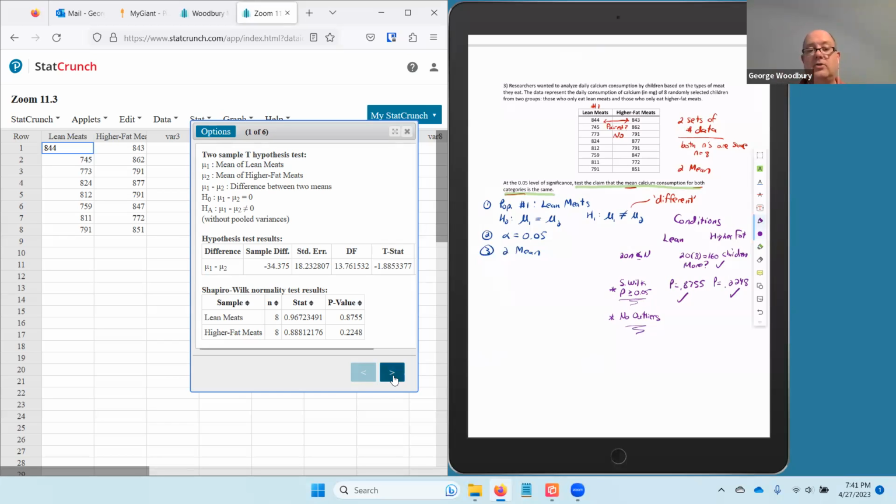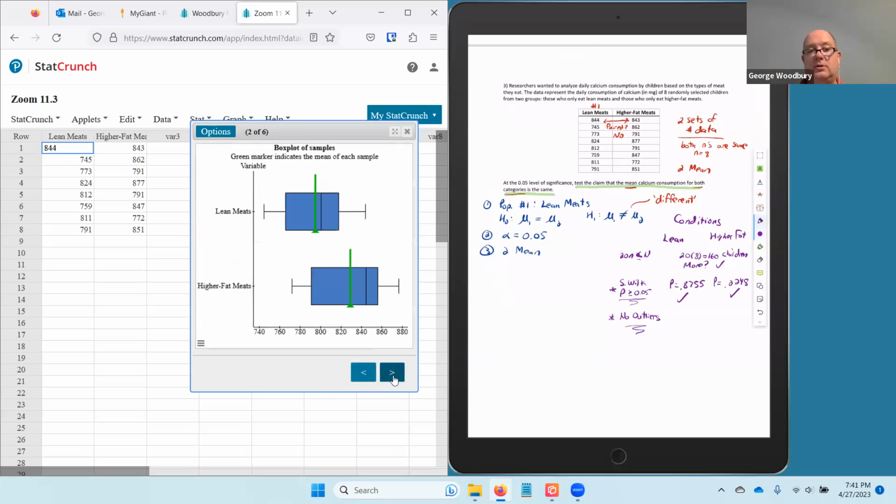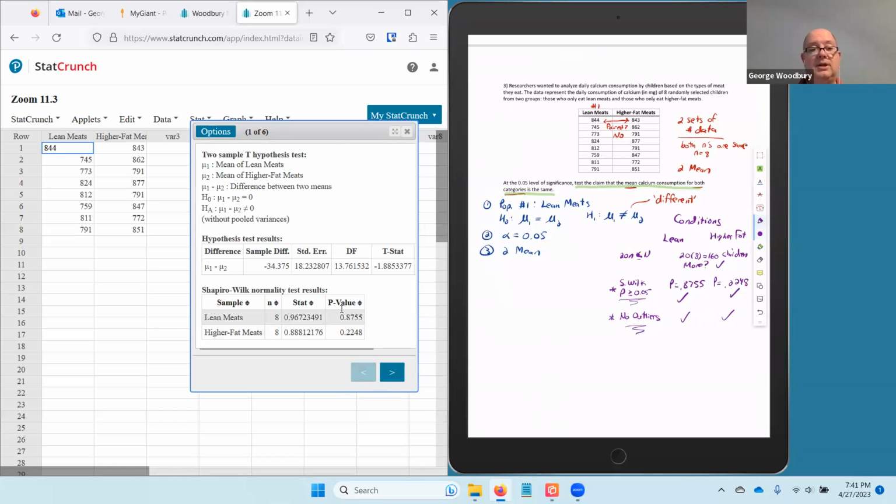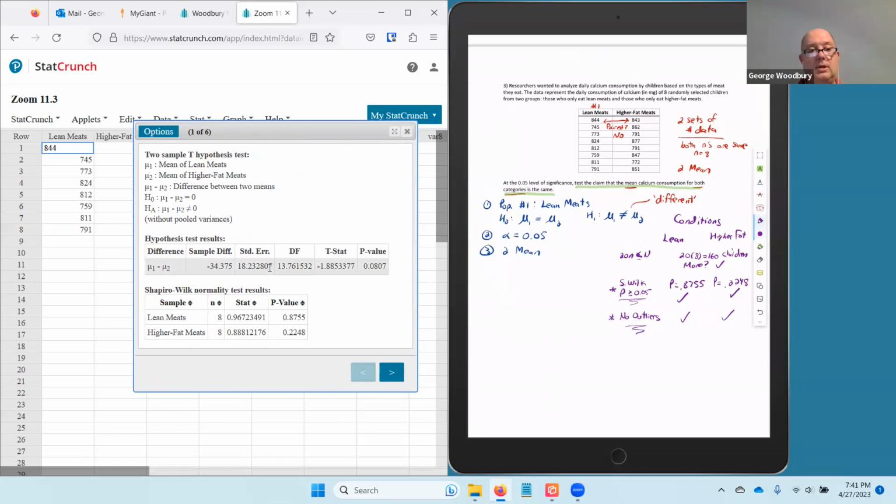To check for the outliers, I need to move over one screen. There are the two box plots. There are no outliers shown. So now all the conditions are good. And what that tells me is that I can use my calculations here. I can do this test as a two mean test.